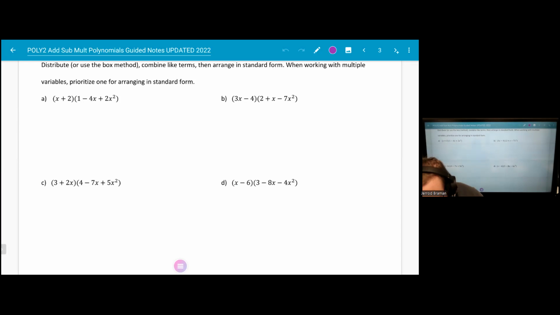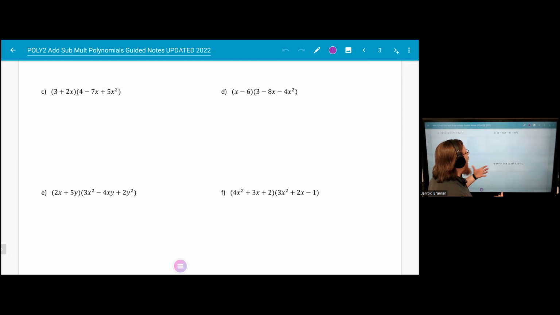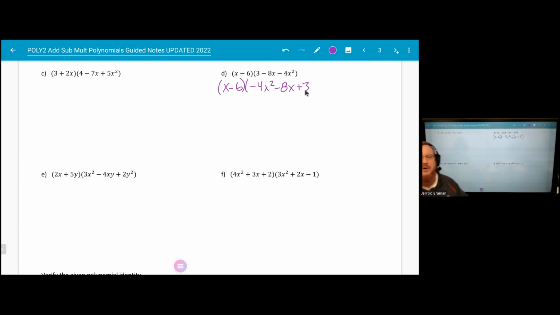When we're done with that, we're also going to look at a polynomial identity. We're going to look at something kind of fun, well, for me anyway. I'm going to show you how I like to do these a couple different ways. I'm going to do distribution a little differently than in the past. I'm going to start with D, and organize both polynomials in standard form before I multiply. I'm going to have x minus 6. This is negative 4x squared minus 8x plus 3. I've changed absolutely nothing, I've just rearranged the terms. They're now in standard form.